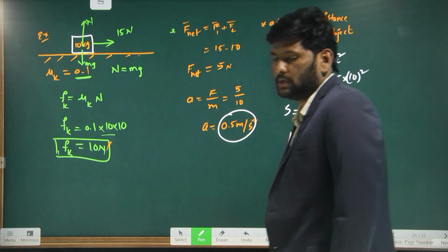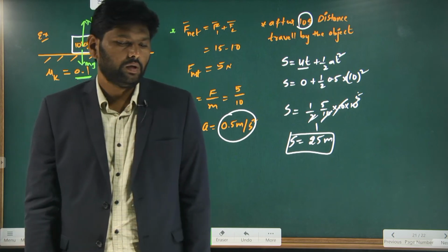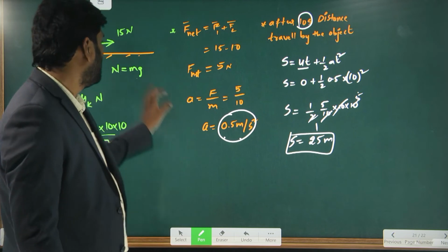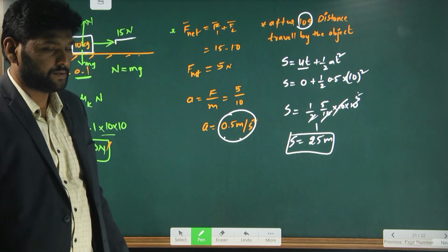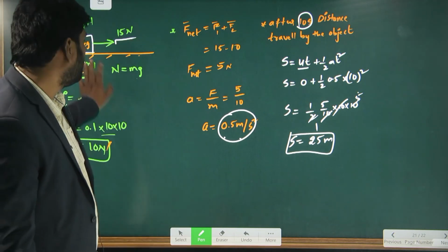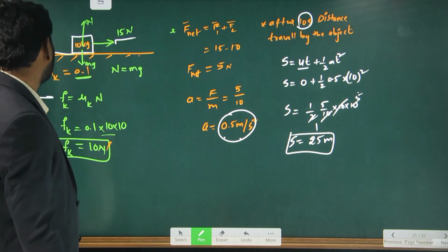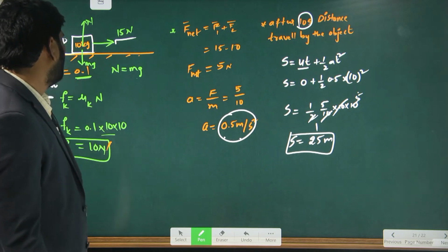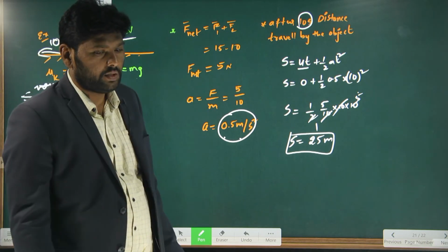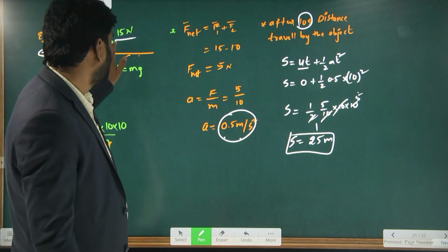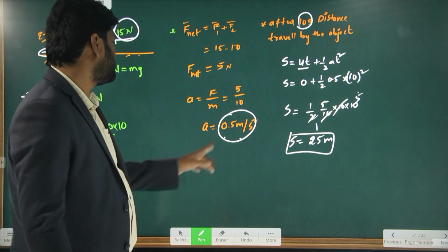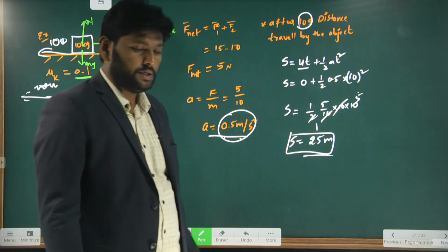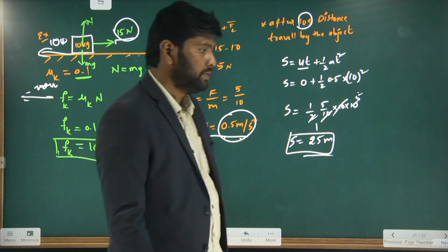After 10 seconds, the object will cover 25 meter distance with this acceleration, when you apply 15 Newtons force on the object while friction of 10 Newton is acting on the body. This is your acceleration and this is your distance covered by the body. Note down.